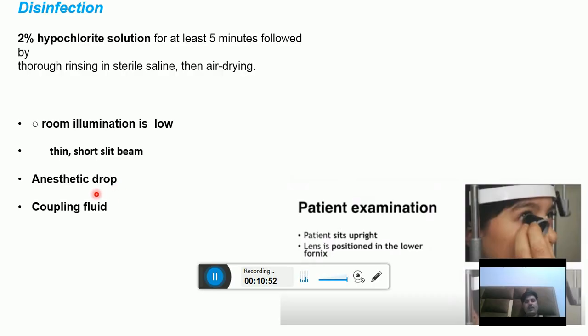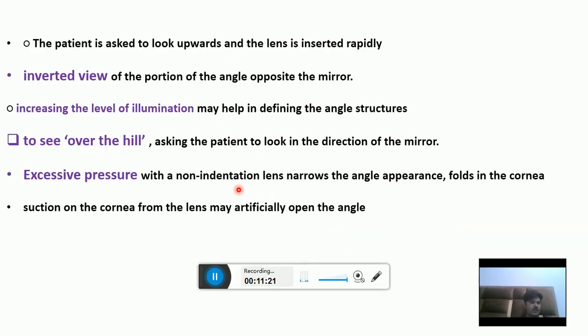A drop of local anesthetic is instilled. A drop or two of coupling fluid like hypromellose 0.3% is placed on the contact surface of the lens. The patient is asked to look upward and the lens is inserted rapidly so as to avoid loss of the coupling fluid. The patient then looks straight ahead. Indirect gonioscopy gives an inverted view of the portion of the angle opposite to the mirror. Inverted view, so keep that in mind.